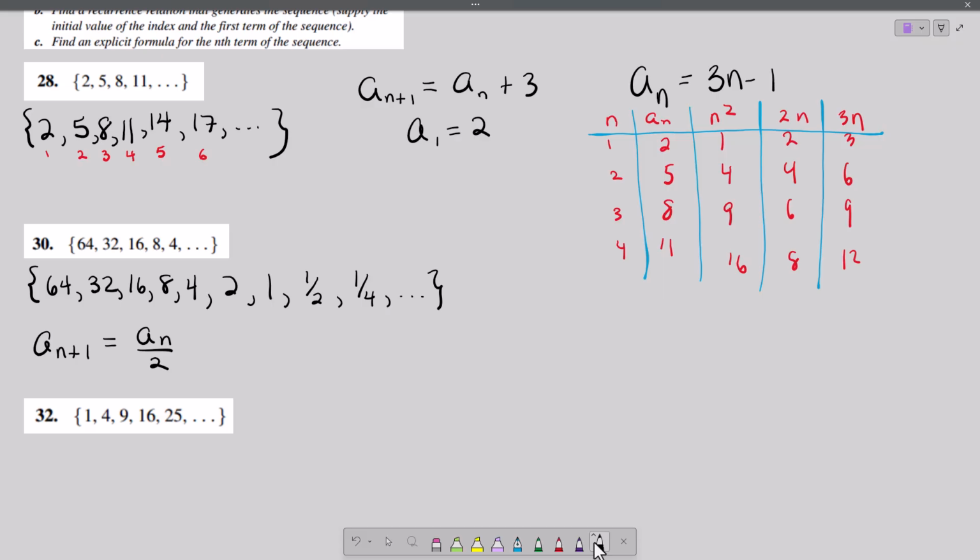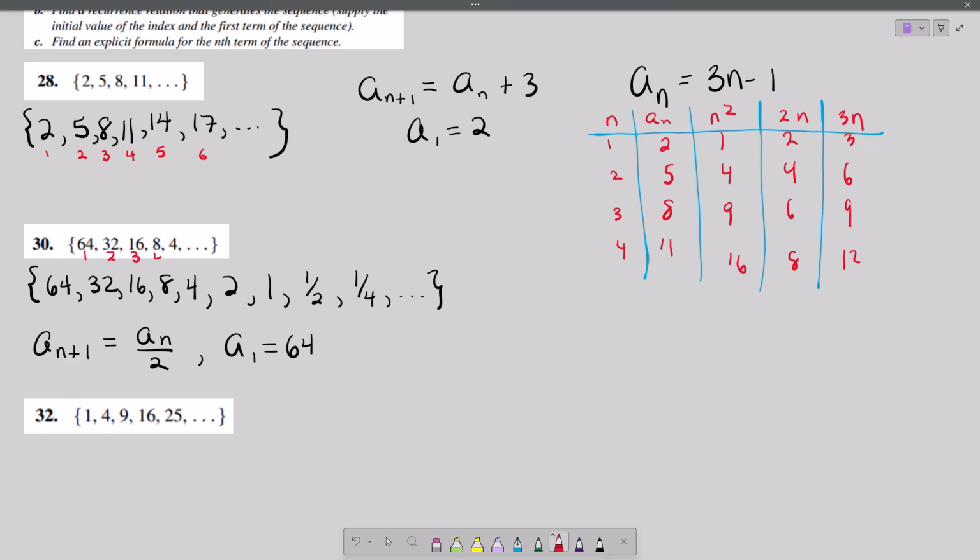But then we need to know where to start. If someone just says, hey, build a sequence where the next term is the prior divided by 2, you need to know where to start. So that's where we have to also include that our first term is going to be 64. So that's the first number we plug into the a sub n. And then we get the next term by dividing that by 2, and etc.